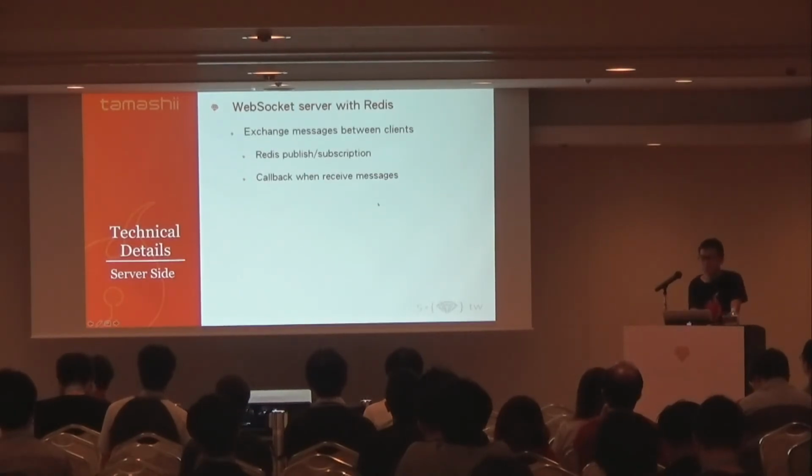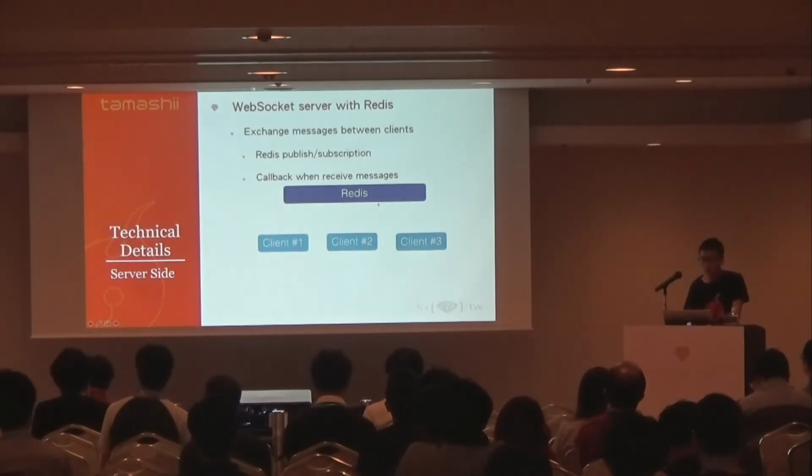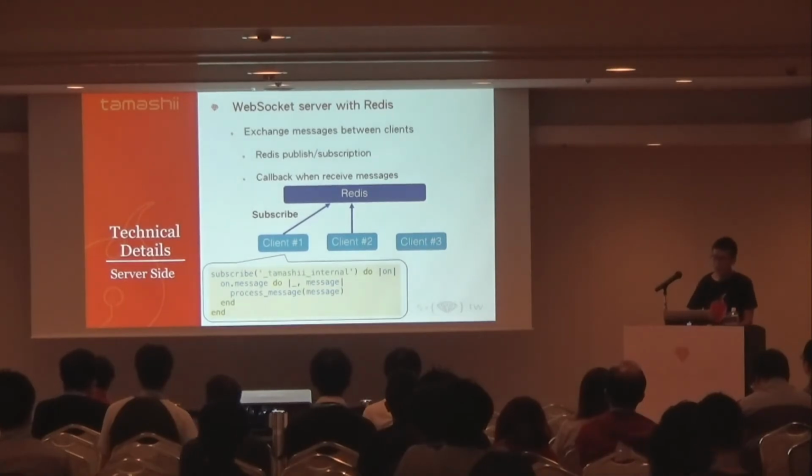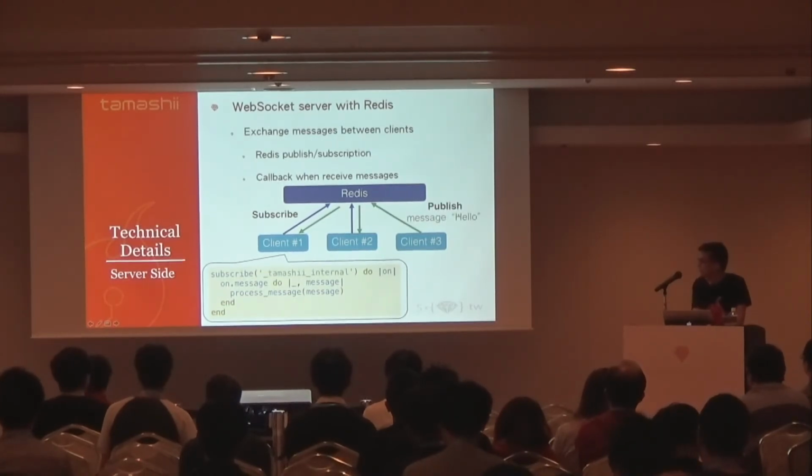Redis has the publish and subscription feature. It allows us to run a callback when someone has sent a message to Redis. For example, we have 3 clients here. Client 1 and client 2 will subscribe to the Redis channel with callback. After that, client 3 will publish a message "hello" to Redis, and Redis will inform the 2 clients, client 1 and client 2, and call the callback.